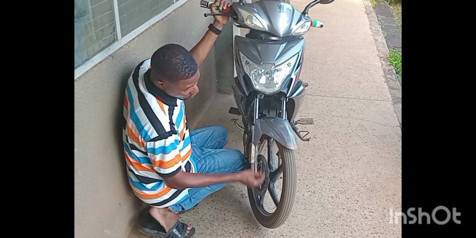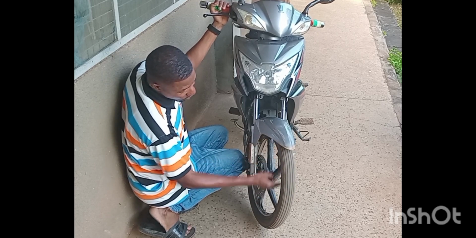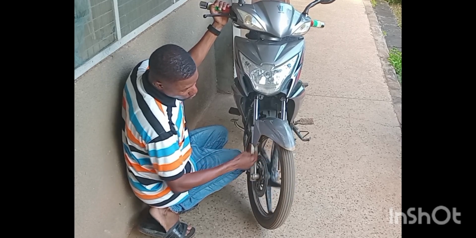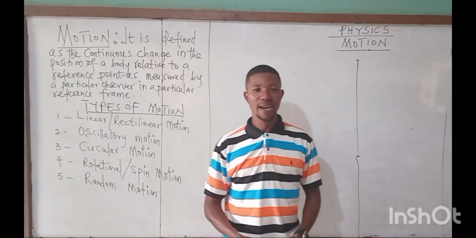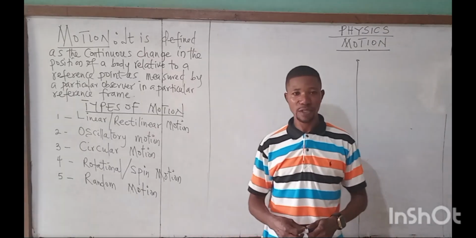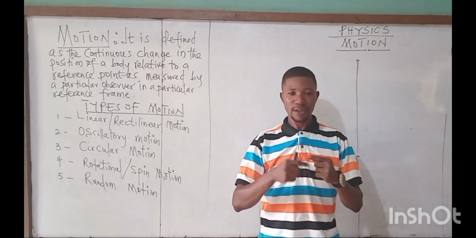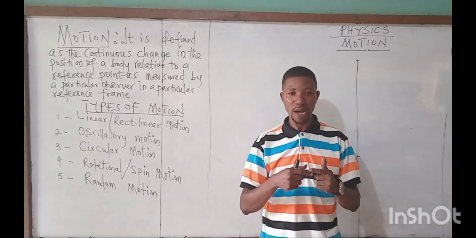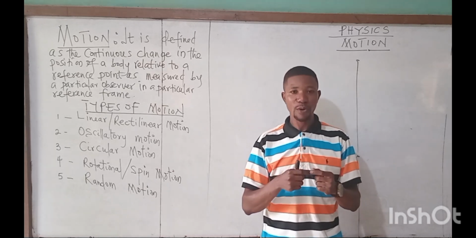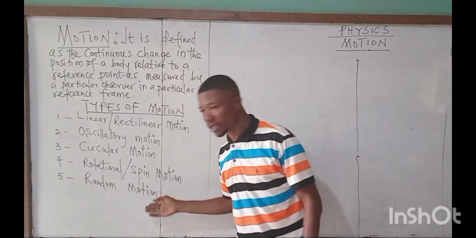You can see the movement of the wheel of a car or a motorbike, as demonstrated here, is an example of spin or rotational motion. Another example of spin motion or rotational motion is the rotation of electrons about their own axis. The rotation of an electron about its own axis is an example of spin motion. Let's look at the last one, random motion.